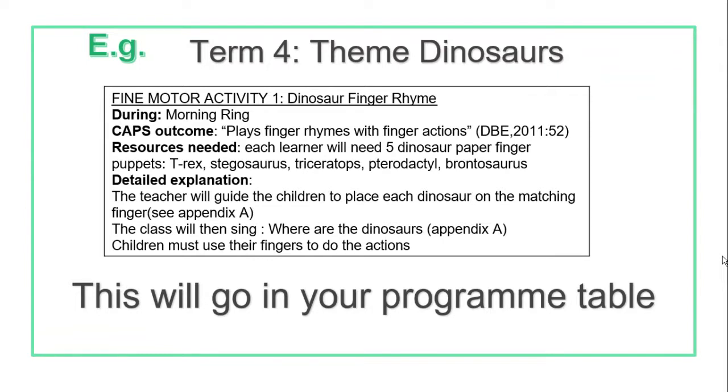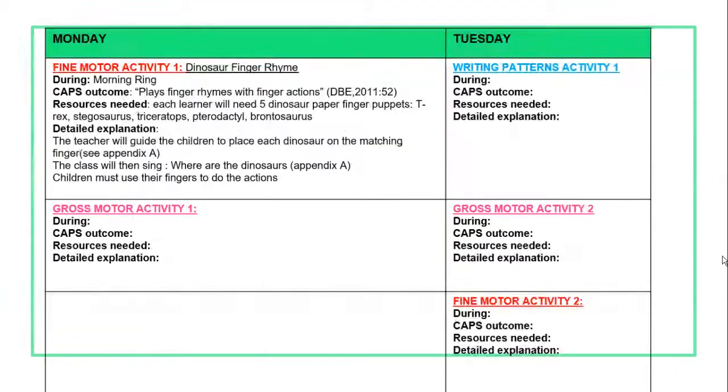The teacher will guide the children to place each dinosaur on the matching finger, and here it refers you to Appendix A. You would have noticed before that Appendix A was the picture of the dinosaur where it had all the lyrics. The class will then sing "Where are the dinosaurs?" from Appendix A. Children must use their fingers to do their actions. So this will go into your program table. This is just an example of one activity. You need 12 of these activities. Remember, 3 of each skill.